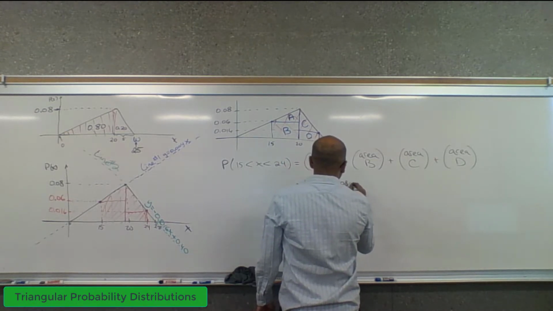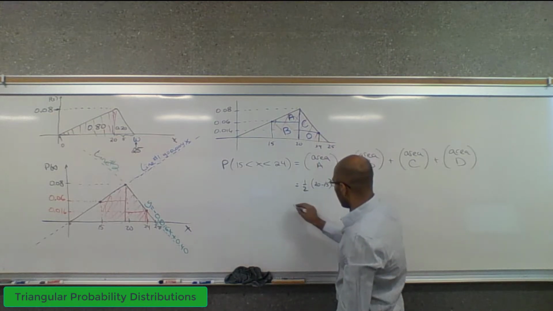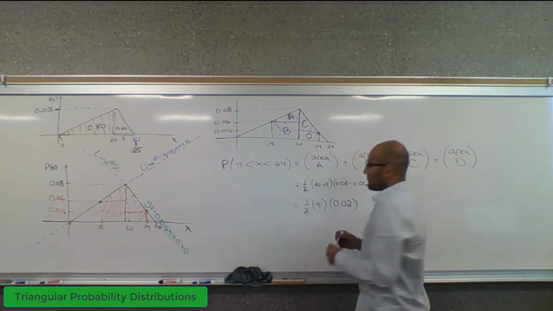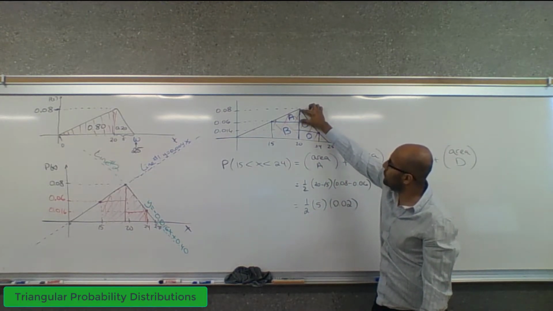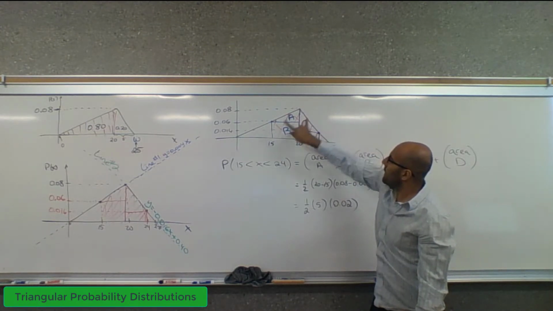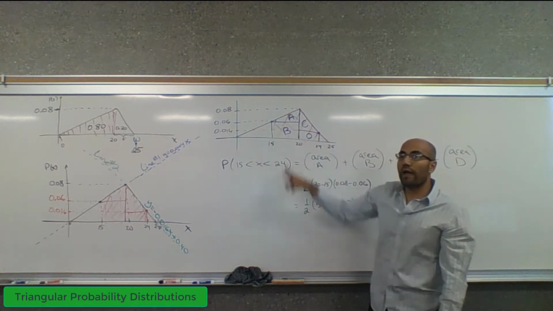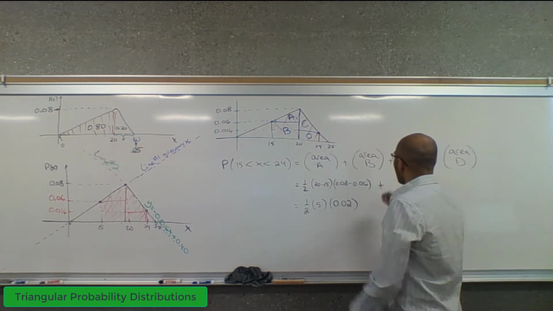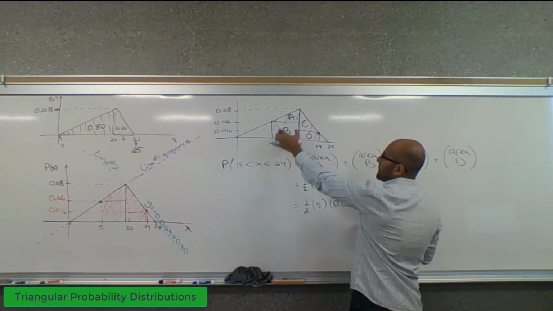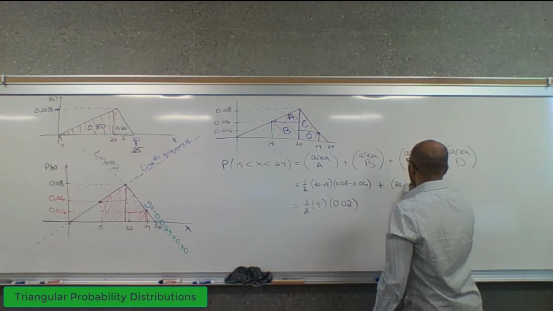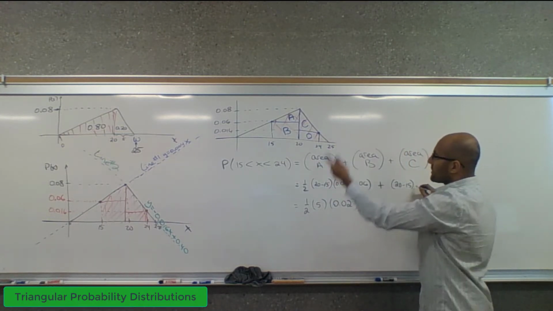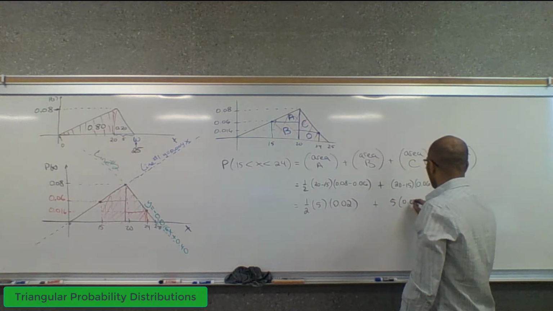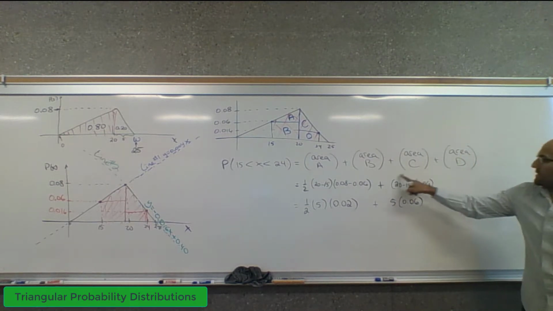So the first triangle is going to be equal to 1/2 times 20 minus 15 times 0.08 minus 0.06. So that's just equal to 1/2 times 5 times 0.02. That's just triangle A. That's 0.02, 2%, and the base is 5. And for a triangle, you always multiply times 1/2. Okay, so that's area A, plus the rectangle, that one's easy. Base times height, that's 20 minus 15 times its height, which is 0.06. So that's just 5 times 0.06. So this is area B.